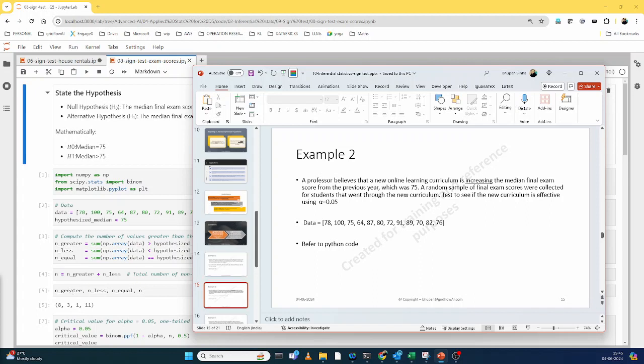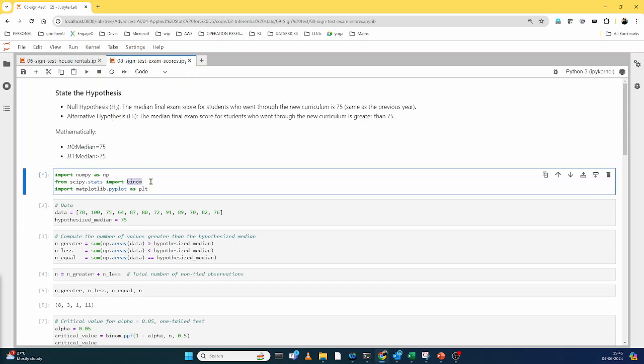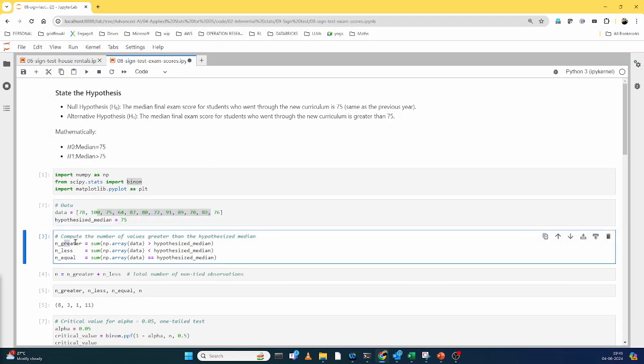So the data collected is this, and the previous year performance was 75. So we need to find out if the given data is more than 75. Now here also we can use sign test because the data is not normally distributed. So the median value is 75 and the alternate is greater than 75. So SciPy, and again we're going to use binomial, and this is my data series. And after that, we just find out the greater than 75 and less than 75 and the equal to counts.